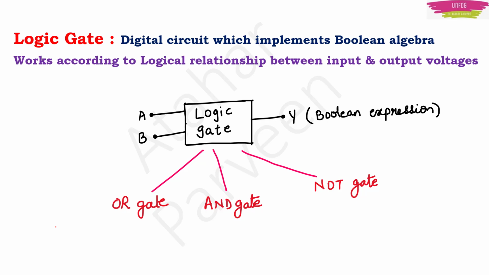First one is the OR gate. The logic gate which follows OR operation, or say addition, is called OR gate. This is the symbol of the OR gate. Here it will have two inputs like I told earlier. One will be A and the other one will be B, and it will have one output, and this output Y will have a Boolean expression.